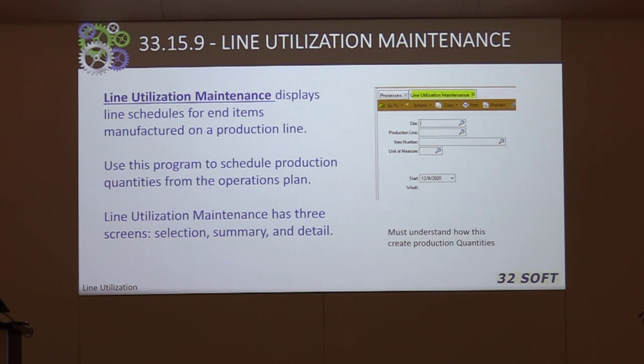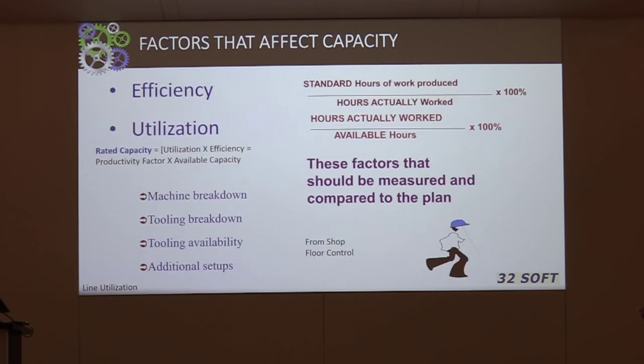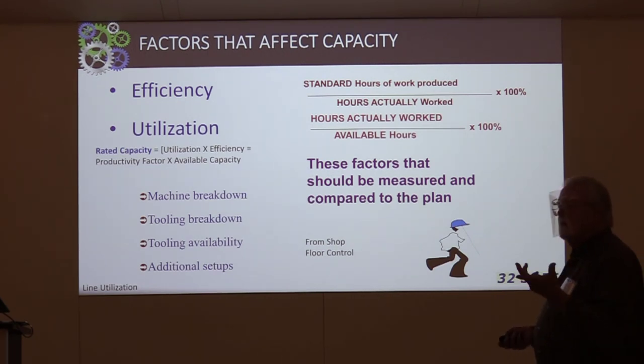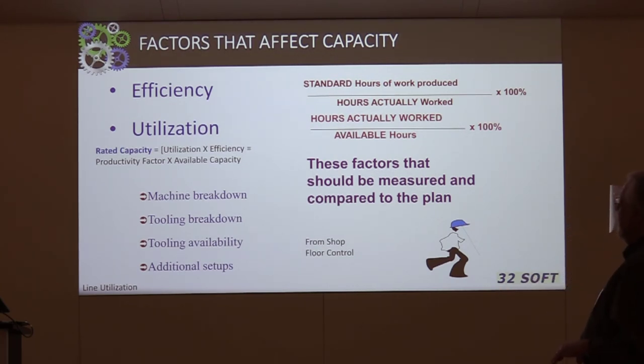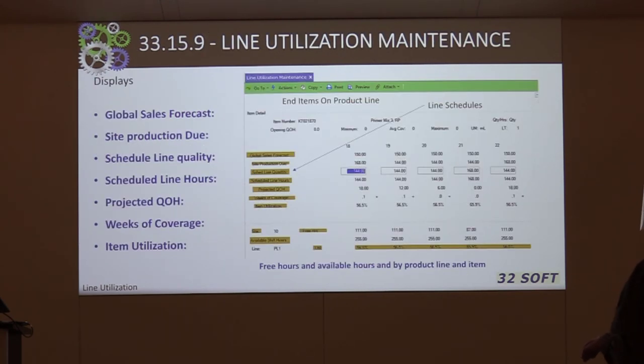Line utilization, you can define the line utilization. If we go back to APEX, efficiency times utilization equals productivity. Productivity times available capacity equals rated capacity. So that's what you want to use for your line utilization. You can input this. This is a great menu, 33.15.9.